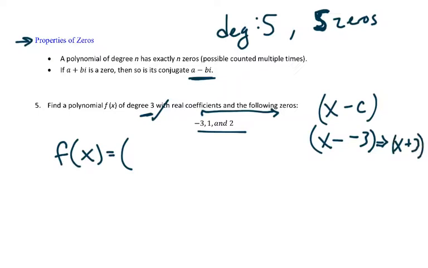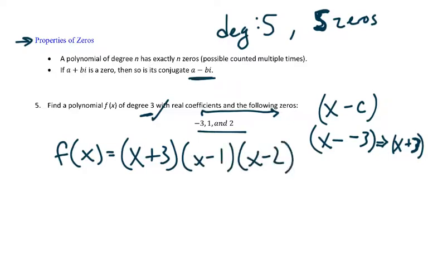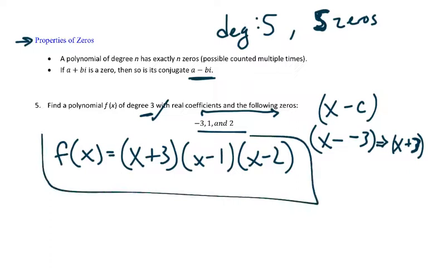Some people notice that pattern where if the factor is adding, the zero is negative. If the factor is subtracted, then the zero is positive. So we would just write out these factors. So I'd have x plus 3, x minus 1, and x minus 2. Now you could multiply that out, but oftentimes in ALEKS they'll just tell you to write the polynomial. If they don't say fully expand, then you could leave it just like that.